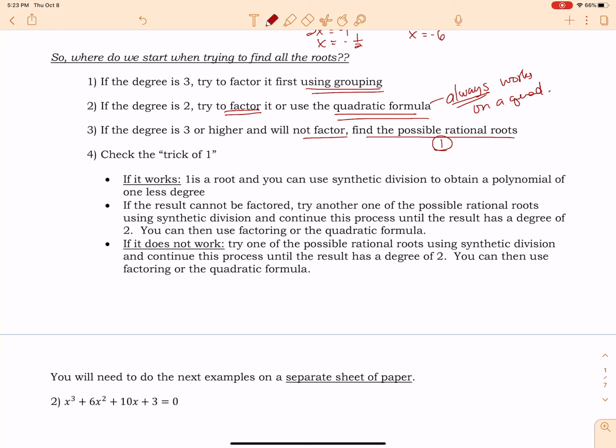We're going to find the possible rational roots, and then we're going to do the trick of 1, because it tells me that either 1 is a solution or it eliminates 1 as a solution, and then I can move on from there. And you need to make sure you read all of this, but I'm going to address all of this in the coming videos and in your next examples.